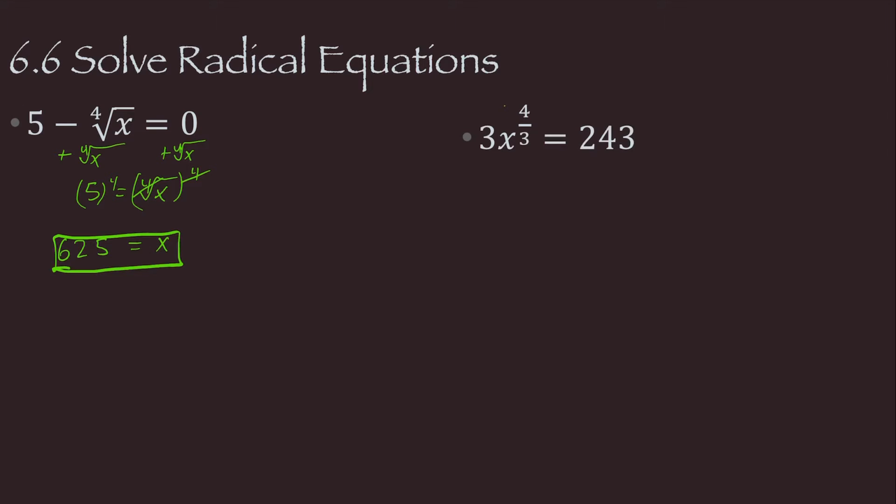All right. This is our radical because it would be a cube root of x. So we need to get rid of the 3. It was times 3, so we divide by 3. 243 divided by 3 is 81. Okay, and then we need to get rid of that exponent. So we could raise both sides to the 3/4.